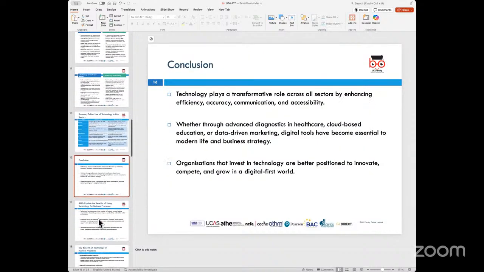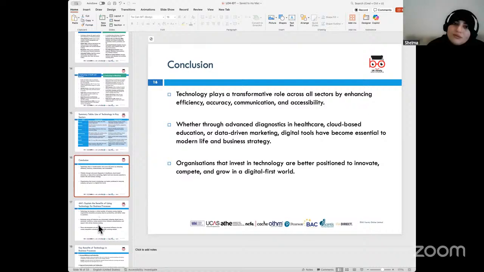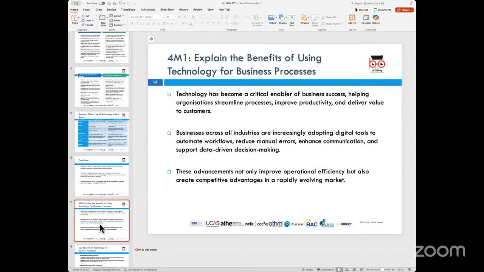Is that okay? Any questions? No. Okay. Now, the merit and the distinction criteria is an extension of what we've covered in terms of use of technology in various sectors. But the first merit criteria is basically talking about benefits of using technology for business processes.